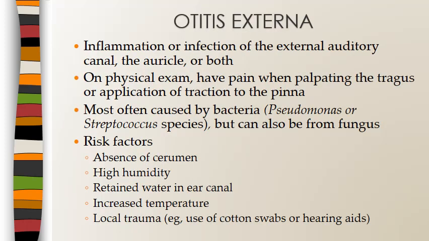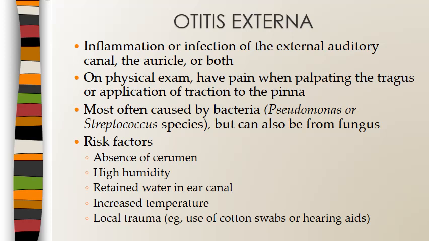So otitis externa is different than otitis media because this is inflammation or infection of the external auditory canal, the auricle, or both. This is very commonly known as swimmer's ear. What we see on physical exam is that these children have pain when we are palpating the tragus or applying traction to the pinna. It's most often caused by a bacteria, but can also be from a fungus.